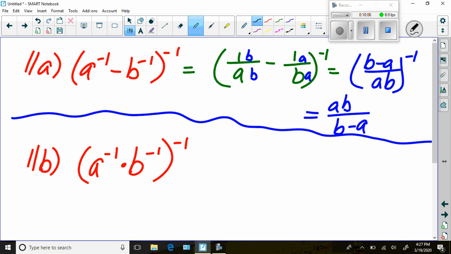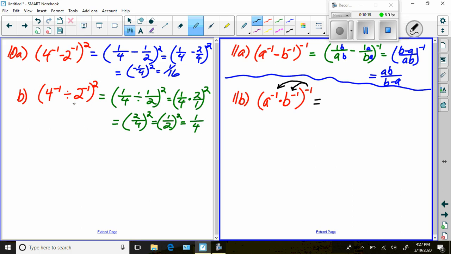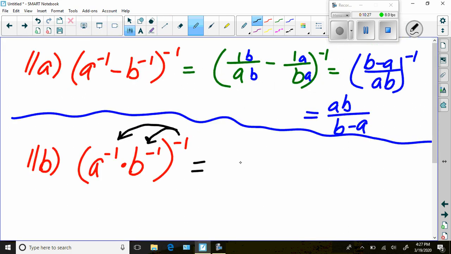Next one. This one's a little simpler. I can distribute this guy. I could have done this on the previous problem here. I could have done it on this problem over here. I could have distributed the 2, but it wouldn't have done much good. This guy's a little easier because it's multiplying. So this would just be a to the first times b to the first, which is just ab.